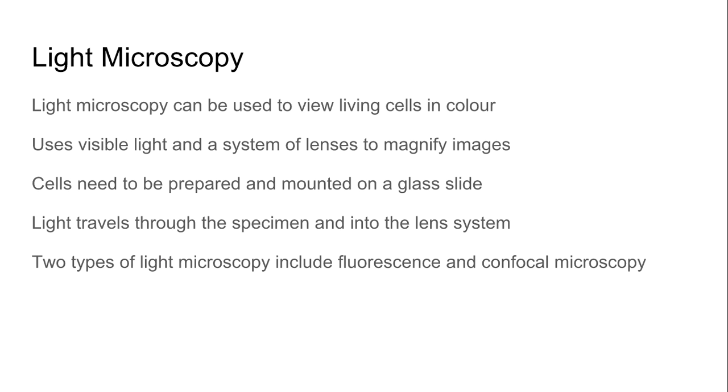When we talk about light microscopy, it's mainly using visible light and a system of lenses which magnifies the images, and it allows us to view living cells in color. So that light travels through the specimen and into the lens, but light microscopy can also include fluorescence and confocal microscopy. The cells which we view underneath a light microscope do need to be prepared and mounted on a glass slide.